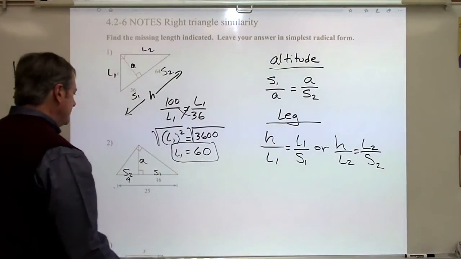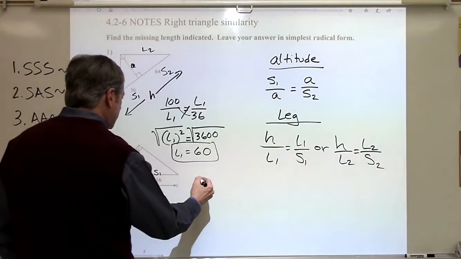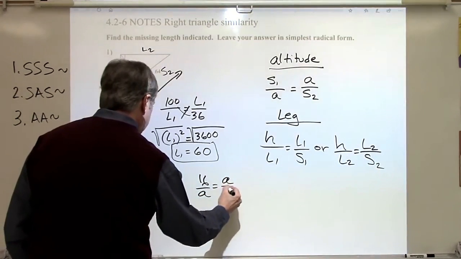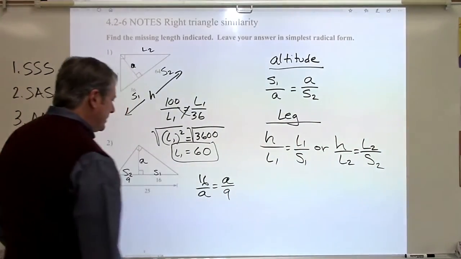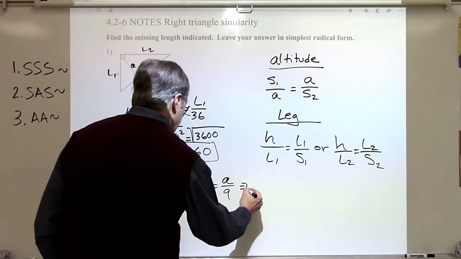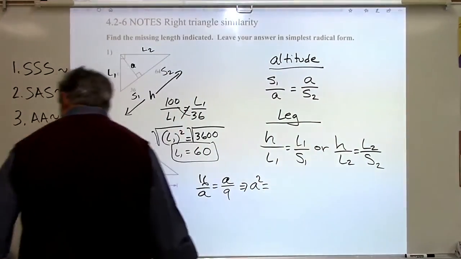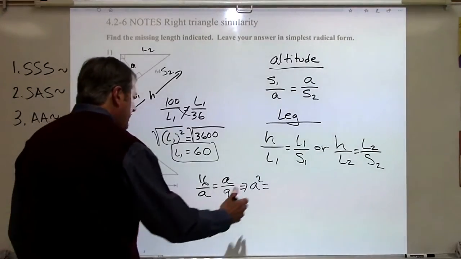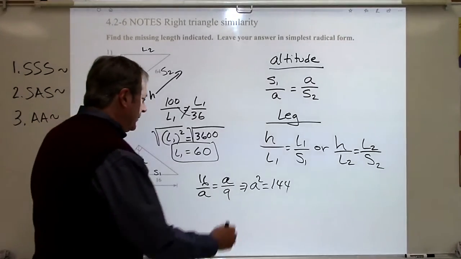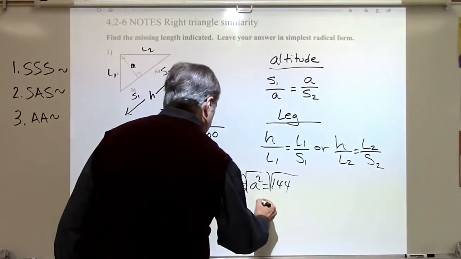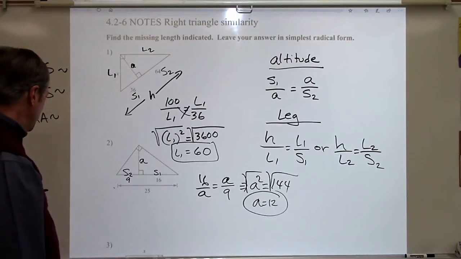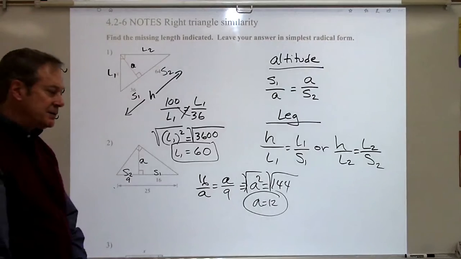So let's plug it into the altitude formula. Segment 1, 16, compared to the altitude is the same as the altitude will be compared to the other segment, 9. And you cross multiply, you get a squared is equal to 144. And since that's a perfect square, that's easy enough. We take the square root of both sides, and that altitude was 10 units long. And so that's examples 1 and 2.